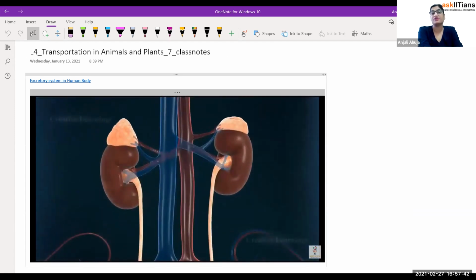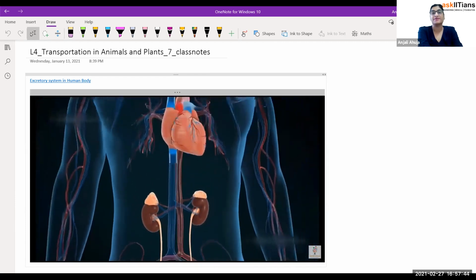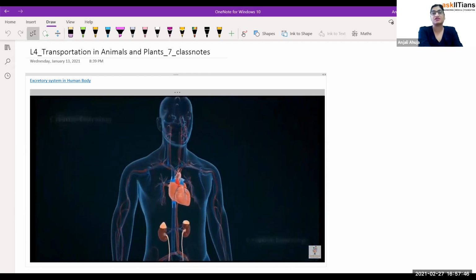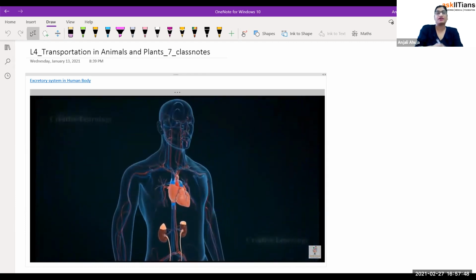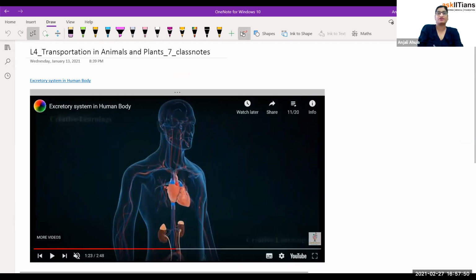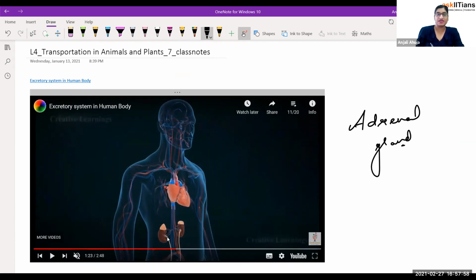The little triangular shape that you see on the kidney is a gland that we call the adrenal gland. Let me write it for you here. This gland is known as the adrenal gland. Now, the thing that you see, this is the right kidney, this is the left kidney. The one which is on the human's left is the left.